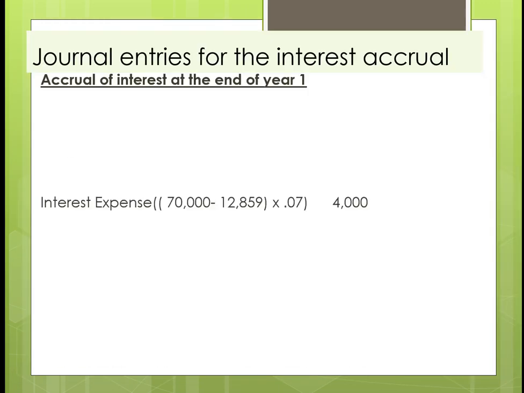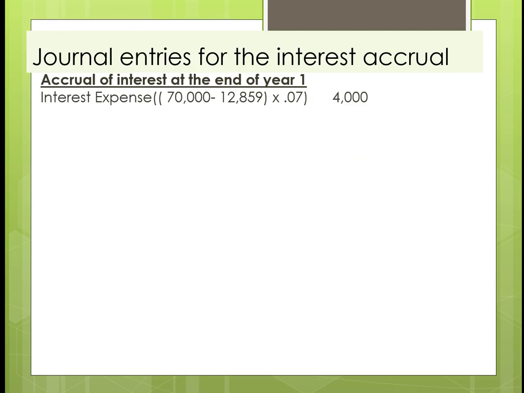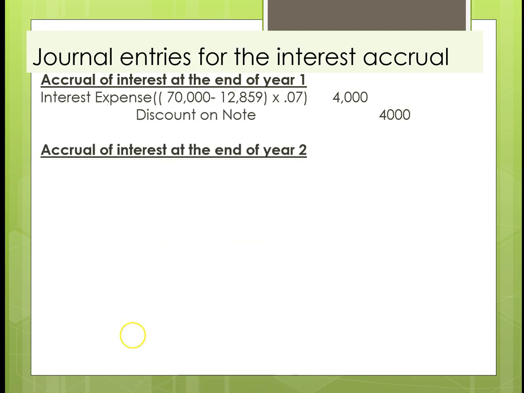So, accrual of interest at the end of the first year, we're going to take the net book value of the note, minus the discount times the rate, and that tells us $4,000, and the discount on the note would be reduced by $4,000. The next year, the interest expense is going to be the $70,000 minus the $12,859, which was decreased by $4,000 from the previous year, times the interest rate tells us our interest expense is going to be $42.80.